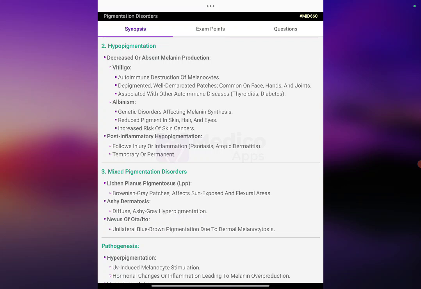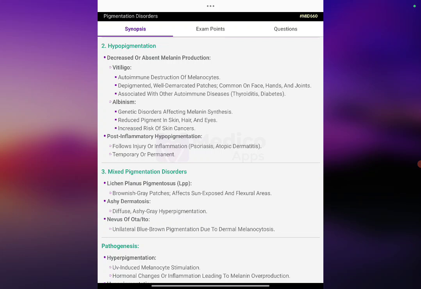Hypopigmentation, decreased or absent melanin production. Vitiligo: autoimmune destruction of the melanocytes, depigmented, well-demarcated patches, common on the face, hands, and joints, associated with other immune diseases like thyroiditis and diabetes.